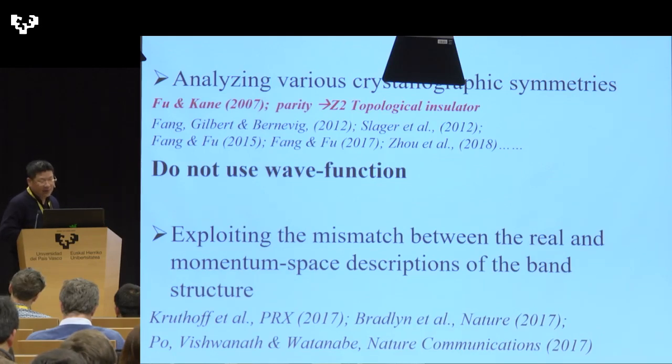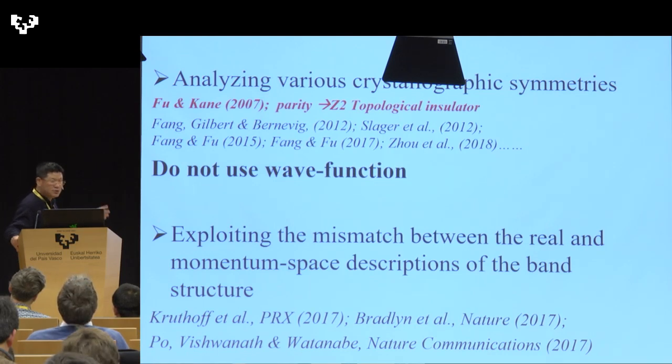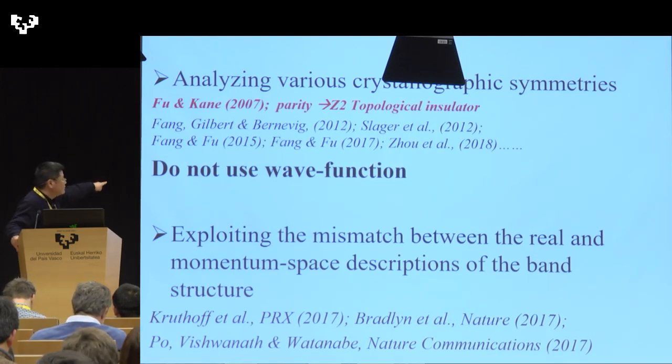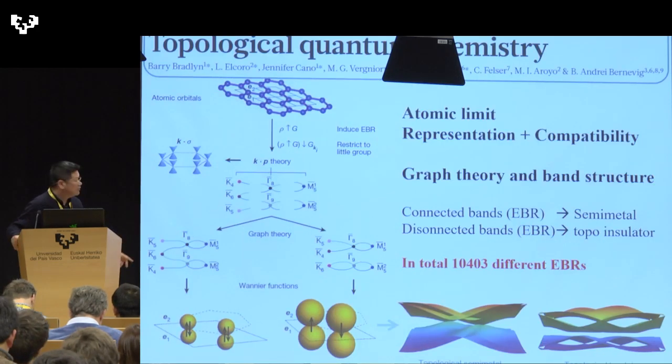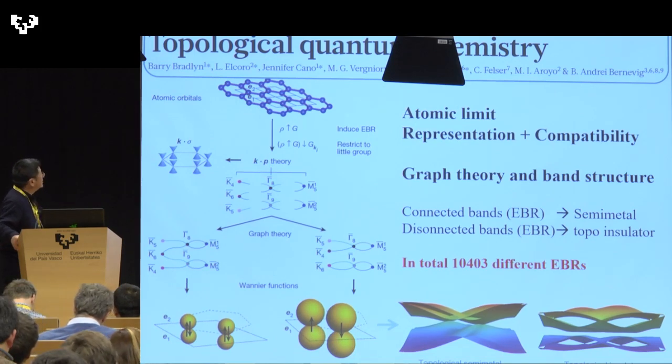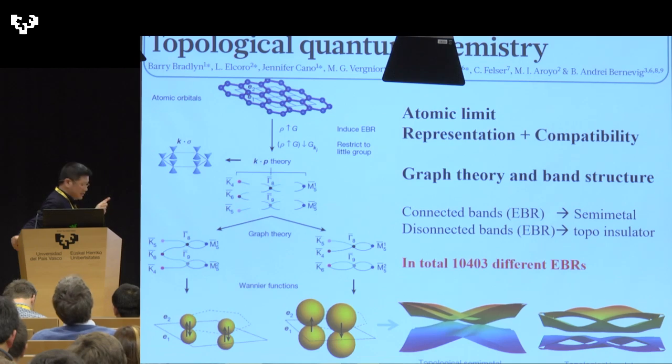That's quite heavy. And then another direction actually is to check the mismatch between the real space and the momentum space description of the band structure. Basically, I just follow this direction. Okay, in this direction, they have two very great works. It's a very good paper. So the first paper, I think, is done by Bernevig and his colleagues. So Bernevig introduced a great concept, topological quantum chemistry.